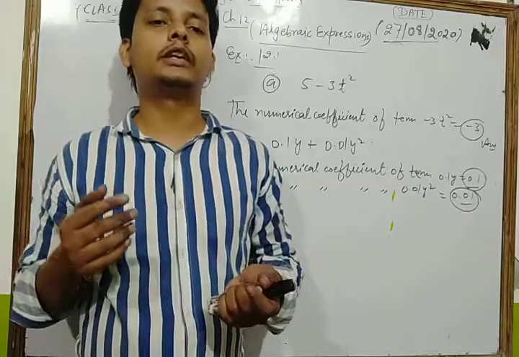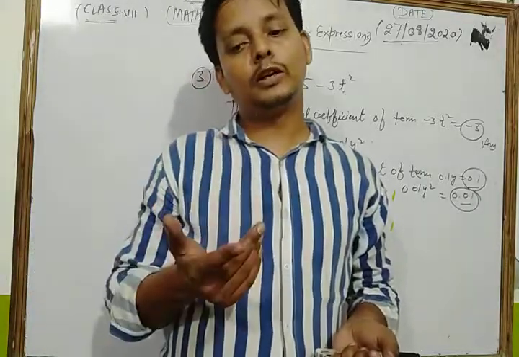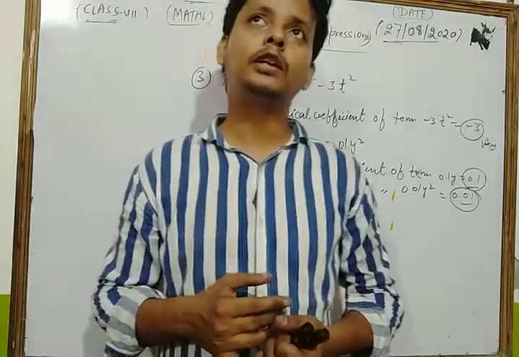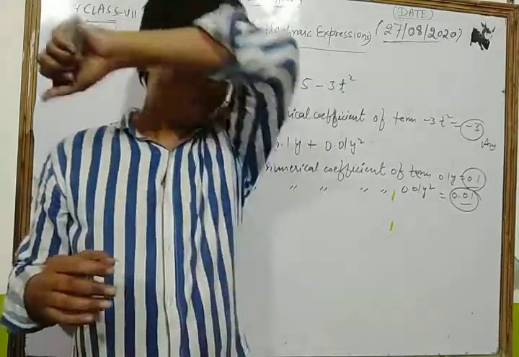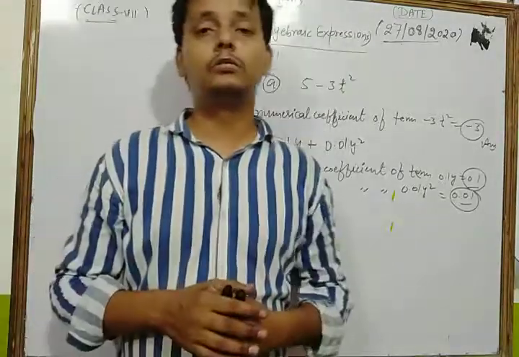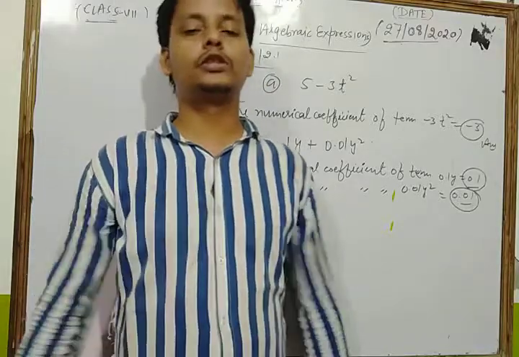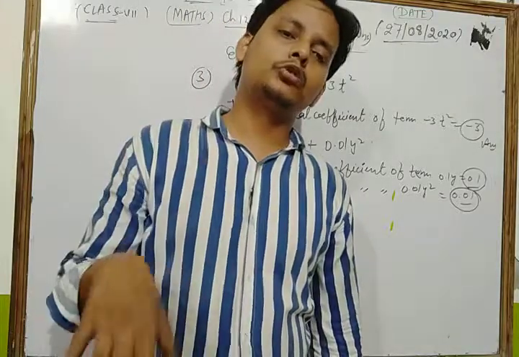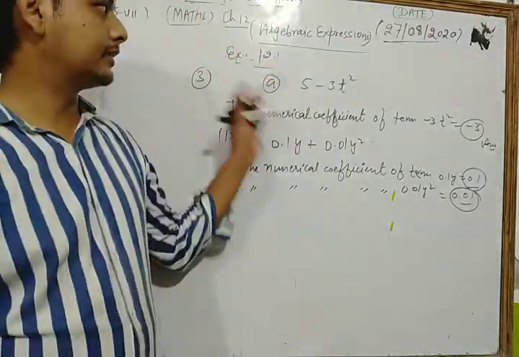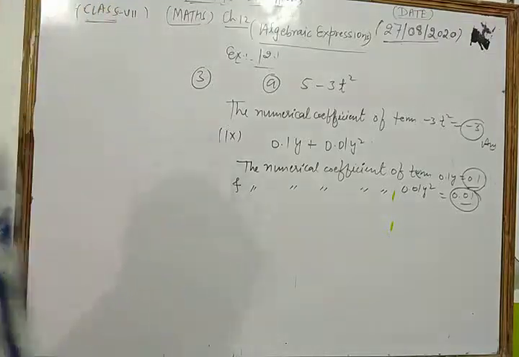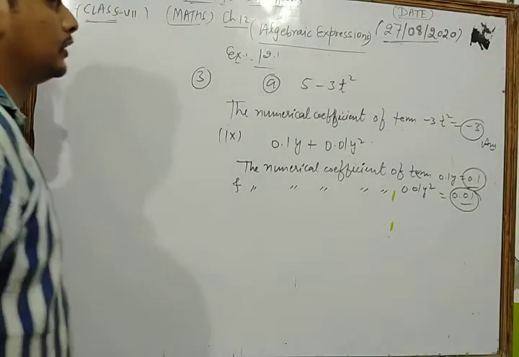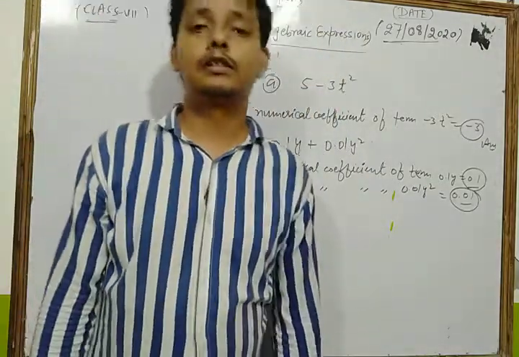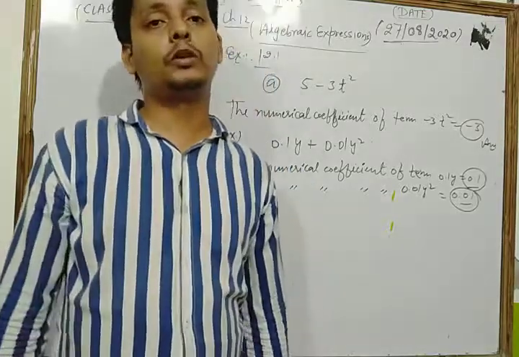If any algebraic expression contains one term, then it is said to be monomial. If any algebraic expression contains two terms, then it is said to be binomial. If any algebraic expression contains three unlike terms, then it is said to be trinomial. So dear student, in this way you can solve all the questions of your NCERT exercise 12.1. So you complete your 12.1 exercise. After that, in the next class we discuss the next exercise, that is 12.2, and solve it.